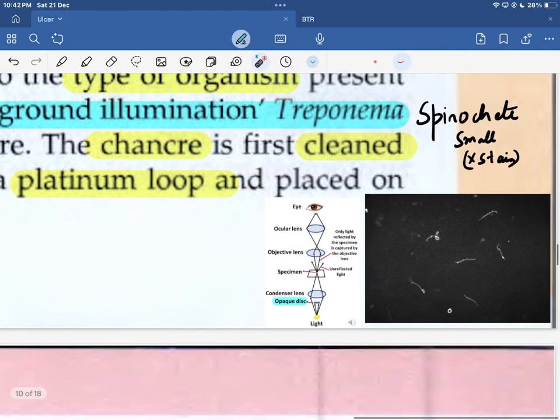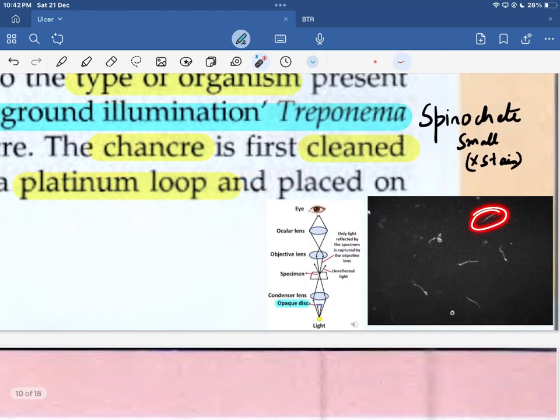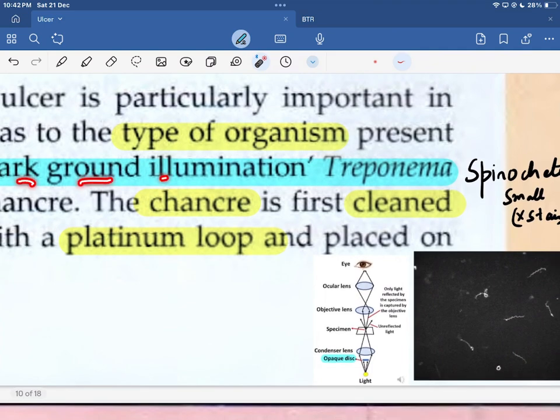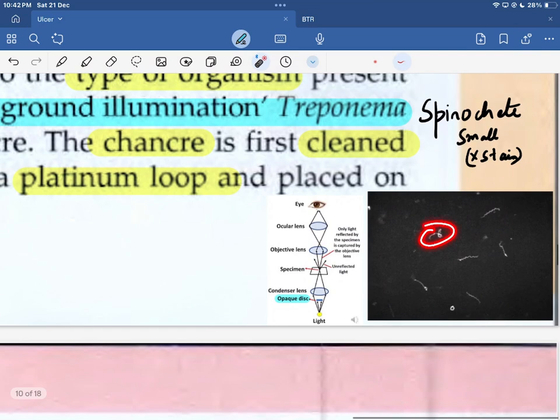So what we do is, these are the actual spirochetes, and this is the dark background. So this is dark ground illumination. We literally illuminate these buggers, right? And we are just left with the dark void behind.